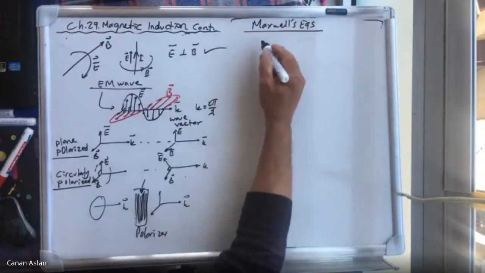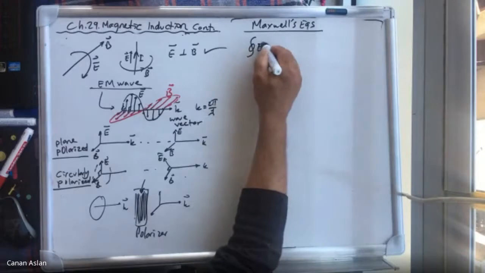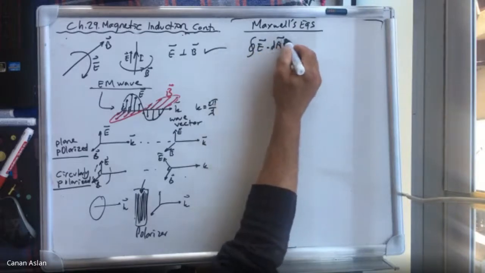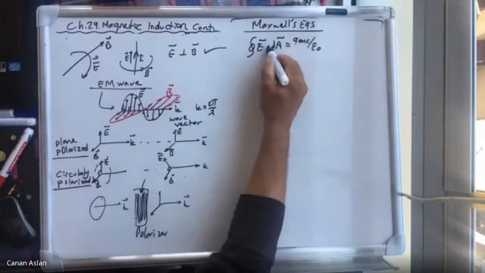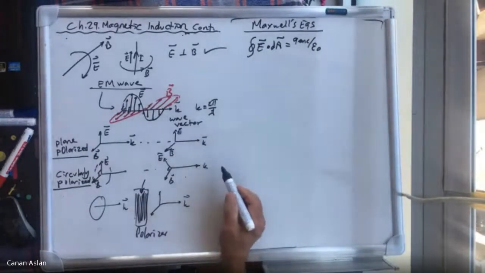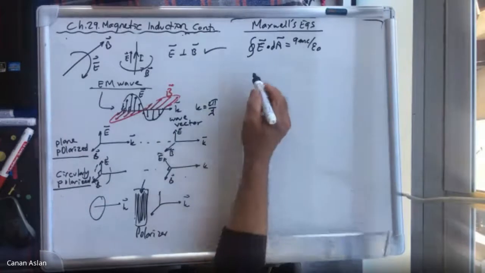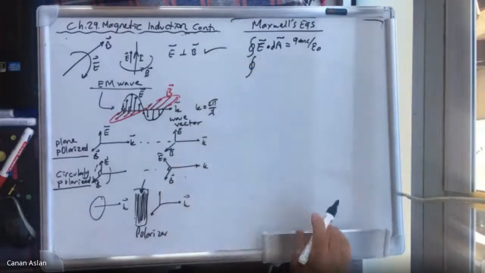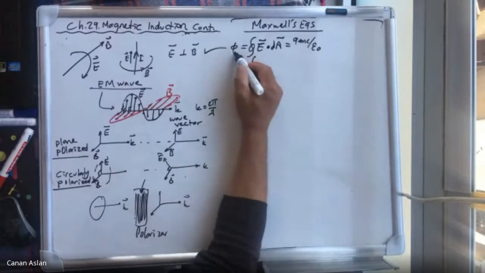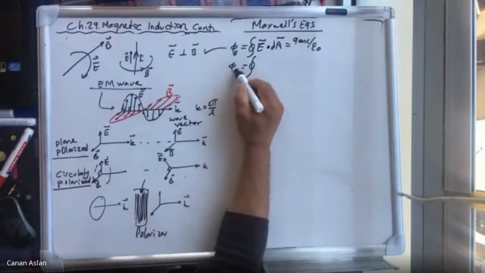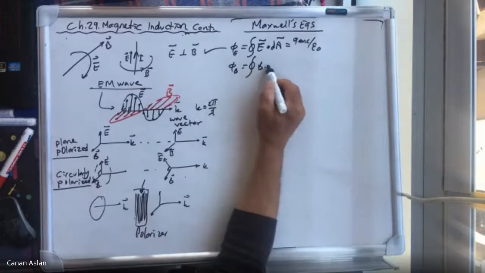Maxwell's equations, okay? So the first one was the integral of E dot dA equal to Q enclosed over epsilon zero, Gauss's law. You remember that, okay? So this Gauss's law, we solved several examples. And also, if this is the electric flux, phi E, we have magnetic flux, which is given as just B dot dA.